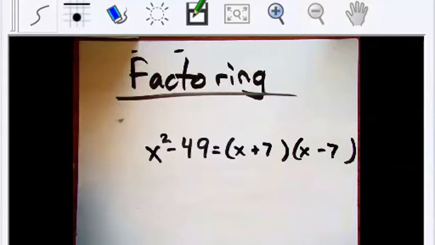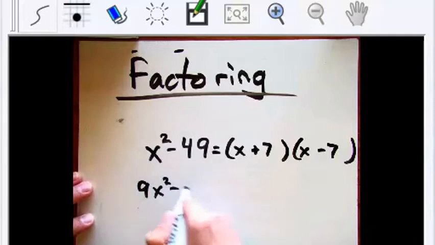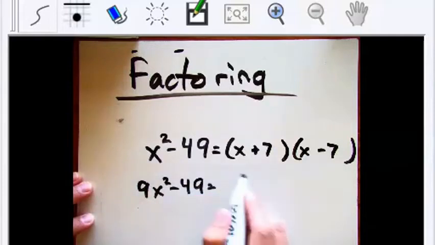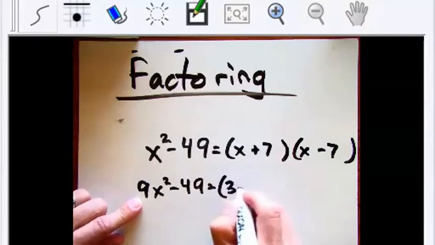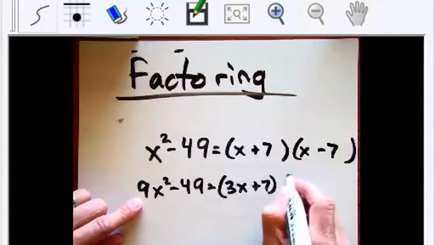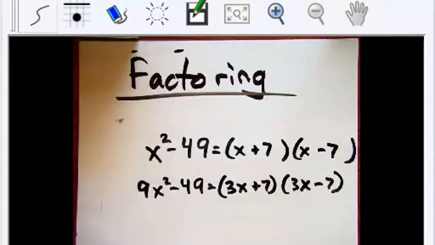And then let me show you guys this too. If I threw a 9 in front here, it's pretty much exactly the same thing, but to get this 9, that's just 3 times 3. So it's going to be 3x plus 7 and then 3x minus 7. Okay?